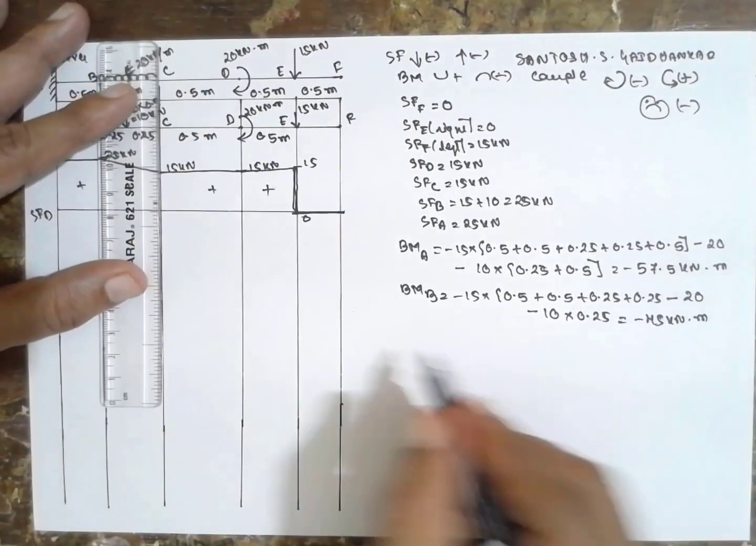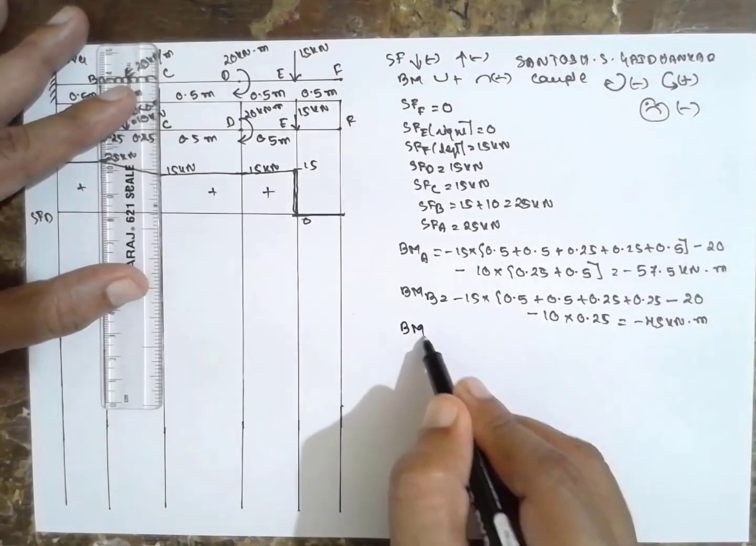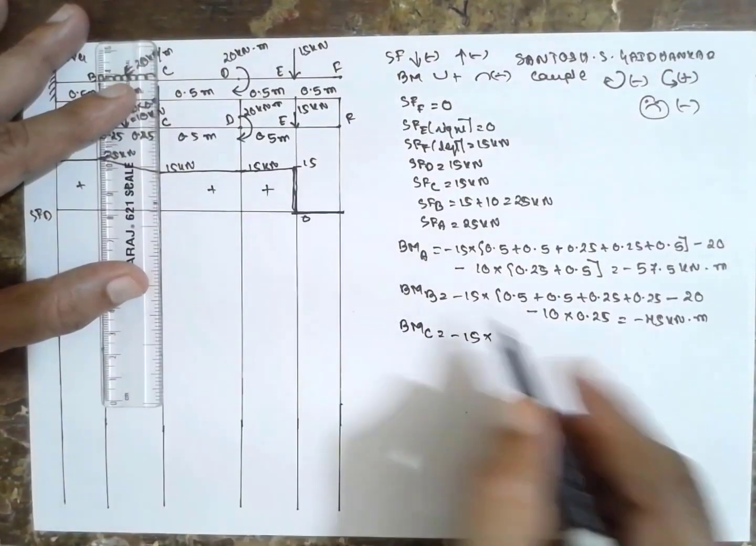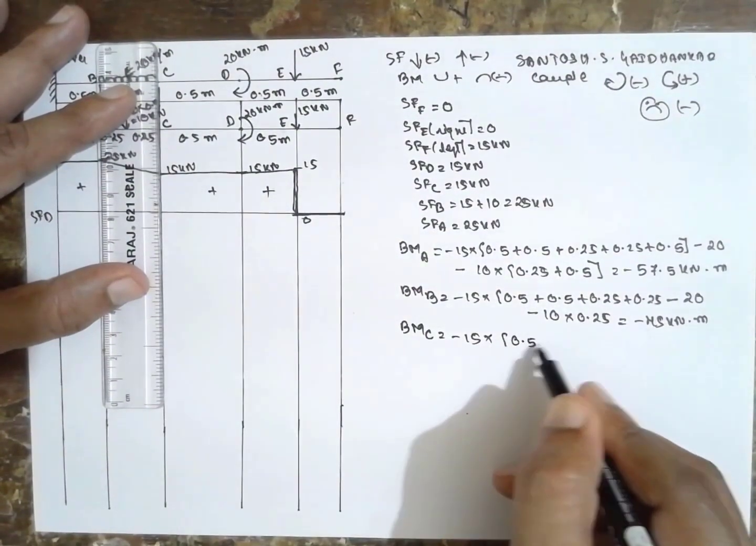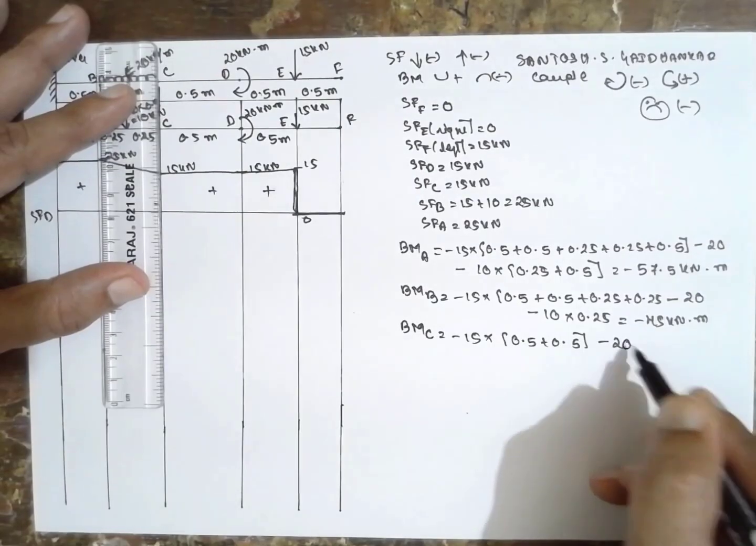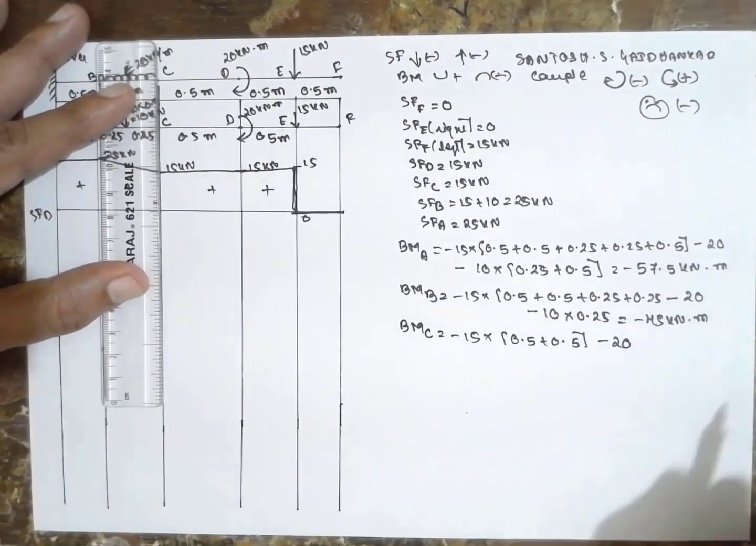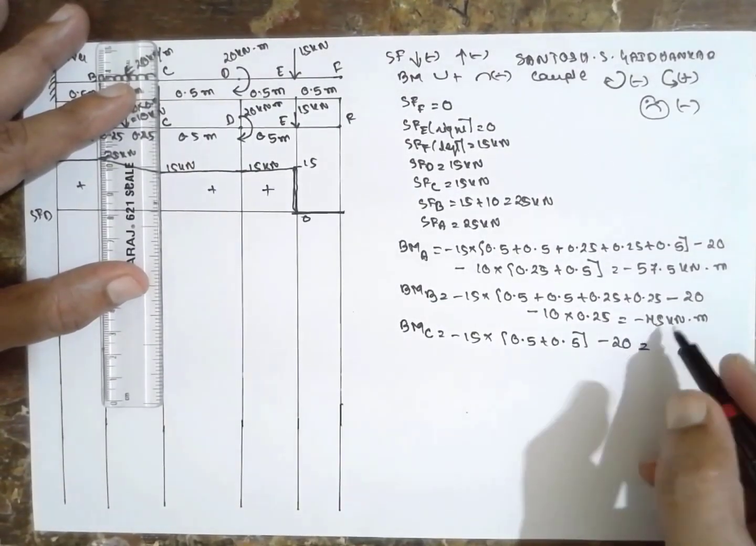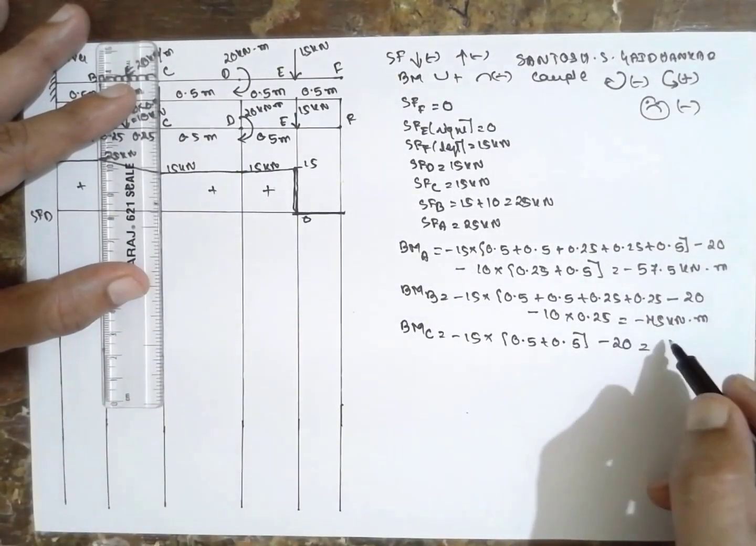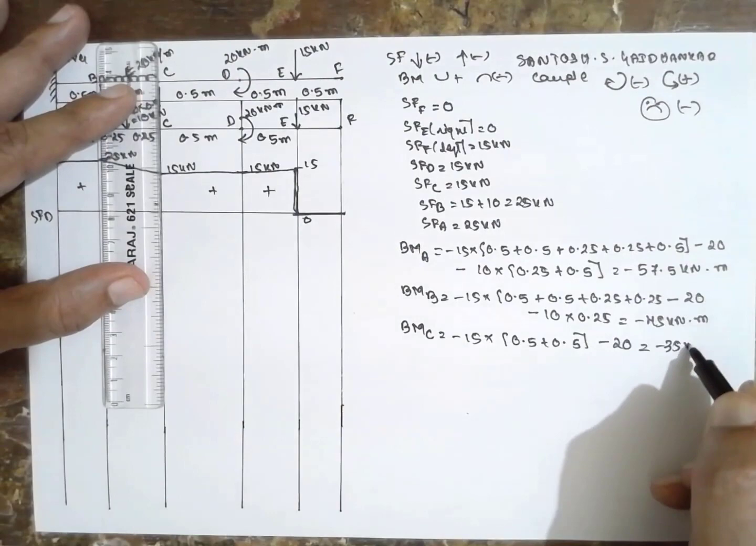Next at C, bending moment at C. At C again, minus 15 into distance, that is 0.5 plus 0.5. Next couple, minus 20, that's it. The answer is minus 35 kilonewton meter.